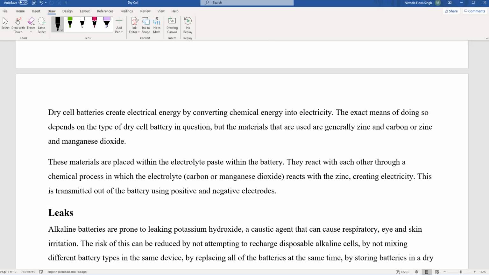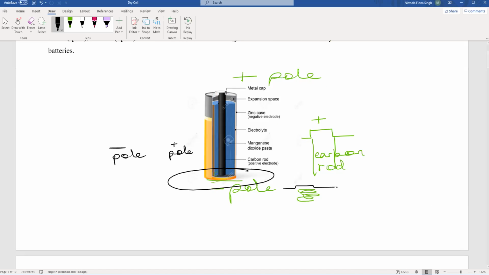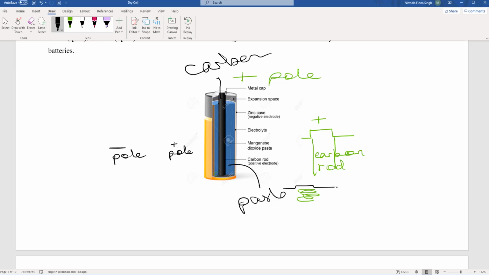What you all have to do for exams is learn where your carbon rod is, because they could ask you to label a dry cell. You're not going to have to draw it, they're going to ask you to label it. So you have to be able to identify your carbon rod, identify the paste inside, and identify your zinc casing. You have to remember them. All right, so that's what you have to be able to do for exams.